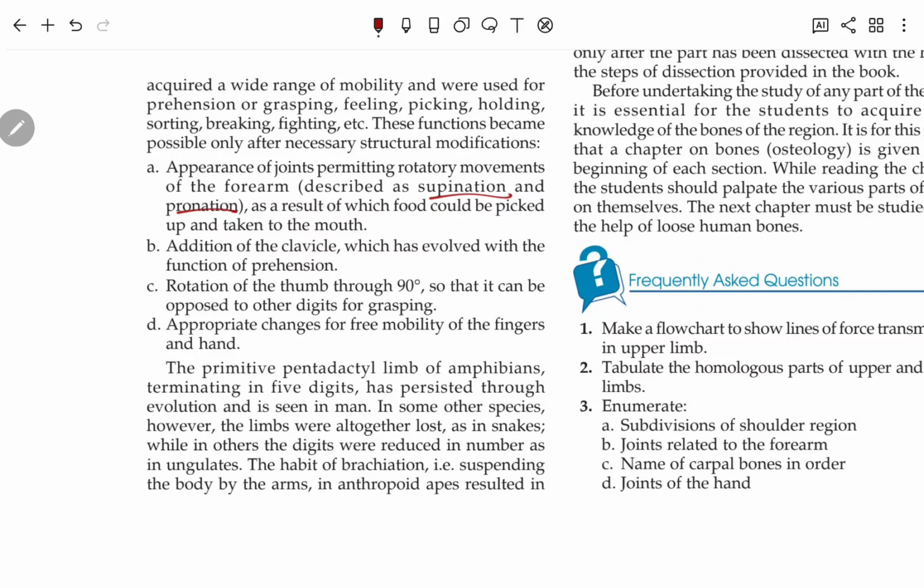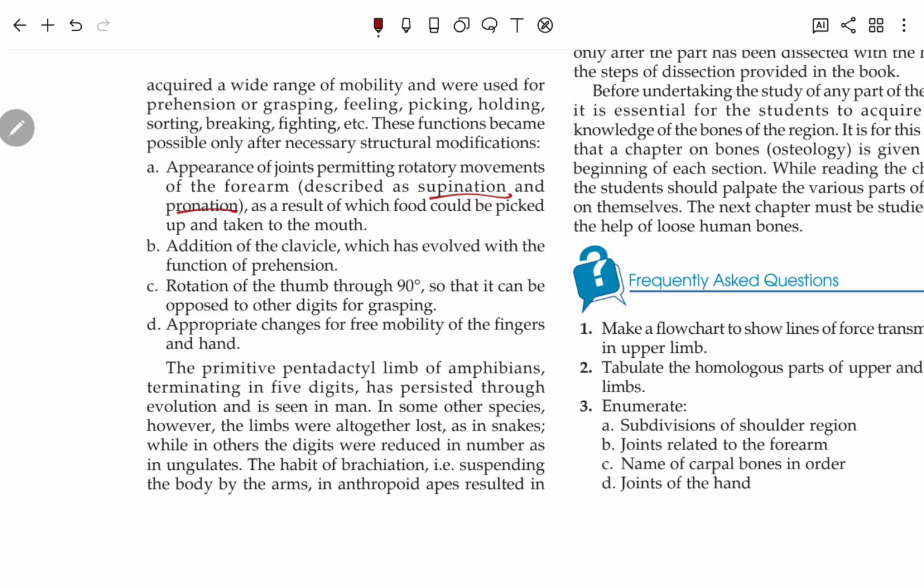Addition of the clavicle, which has evolved with the function of prehension. Prehension is like grasping. Rotation of thumb through 90 degrees so that it can be opposed to other digits for grasping. Like in monkeys, it was not possible.